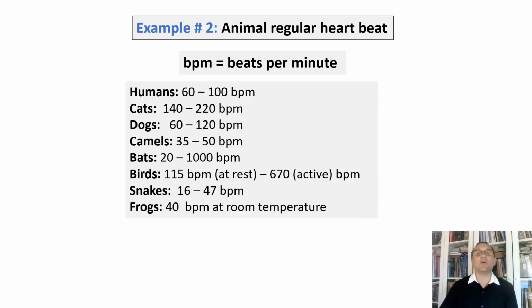The heart rate of camels ranges from 35 to 50 beats per minute. Bats use an unusual heart rate pattern and extremely efficient metabolism to balance energy conservation with the sudden burst of power required for flight. Their heartbeat could be as slow as 20 beats per minute or as high as over 1,000 beats per minute.